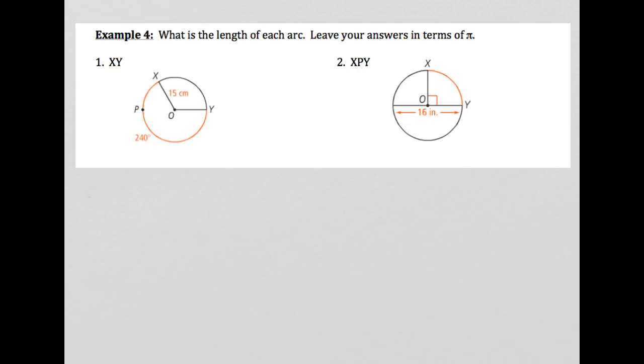Alright, so the first one asks us to figure out the length of xy. Hopefully we've been clear that if we're talking about xy, then we're going this direction, because if we wanted to go the other direction, then we would put the letter P in between, as will be the case on the next example that you'll see. But in order to figure out the length, I have to know what the measure of this arc is in degrees.